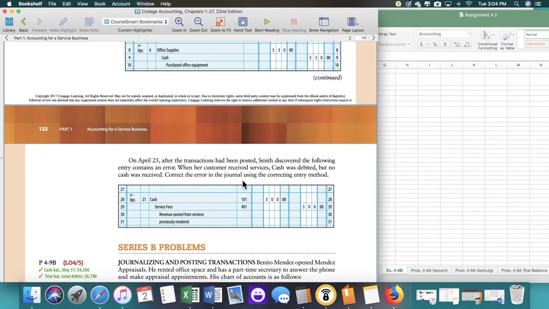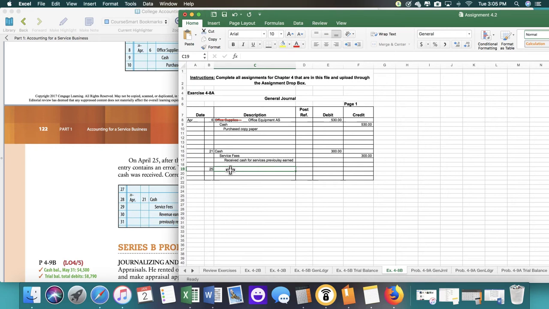And so here we have that when her customers received services, cash was debited, but no cash was received. And so this is telling us that the customers paid us on account since we did not receive cash. So it should have been accounts receivable and then service fees for the $300. And that is really all you have to do for the correcting entries.